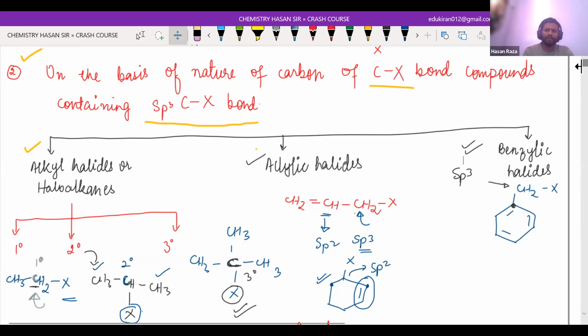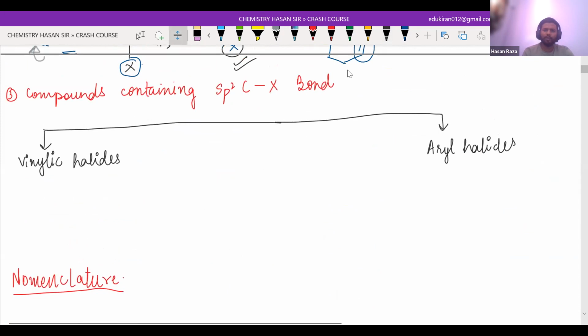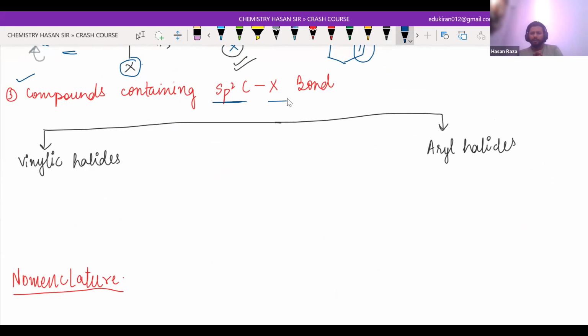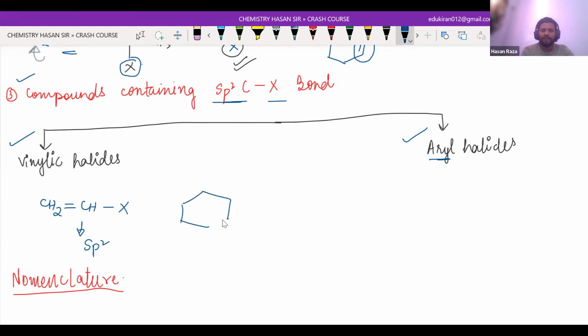Now, as you have already studied in class 12, compounds containing sp2 carbon X, that means the carbon which is sp2 hybridized or doubly bonded, or you can say X is connected on a doubly bonded carbon, are called vinylic halides and aryl halides. Aryl, we use this term for benzene. Now you can see vinylic halides: if X is on a doubly bonded carbon, which is sp2 hybridized, you can directly write it like this. Now, what is aryl halide?